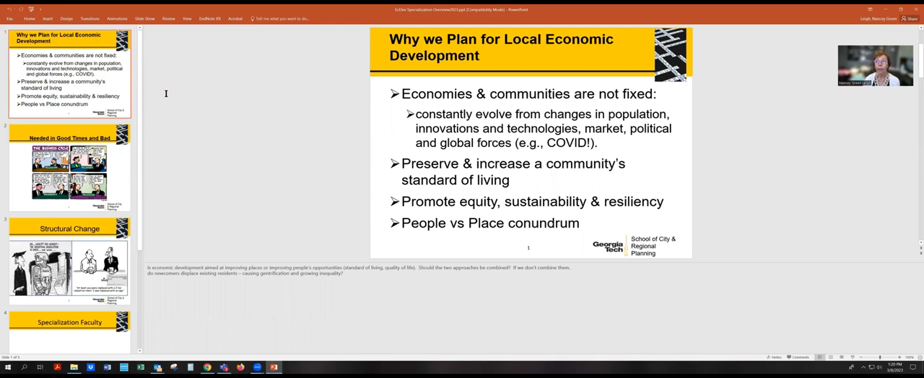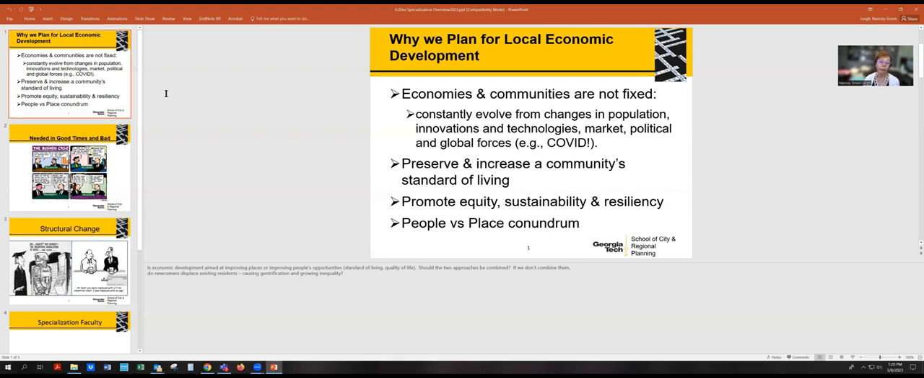We do economic development planning to promote equity, sustainability, and resiliency. That's particularly a focus of the lens of the planning field. And I think anyone attracted to this field understands that there is a great need to increase equity, sustainability, and resiliency in the country and in localities and again globally.